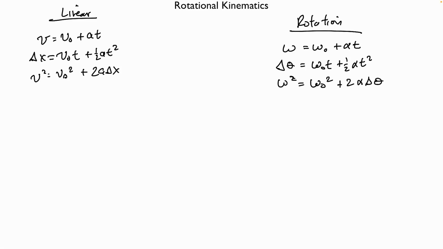Okay, let me ask you a question. Are the rotational equations different equations? Yes, but no. They are not different. They are like there's a screwdriver and a screwdriver. It's just one has a blue handle and one has a red handle. They are both screwdrivers, right? They do the same thing.